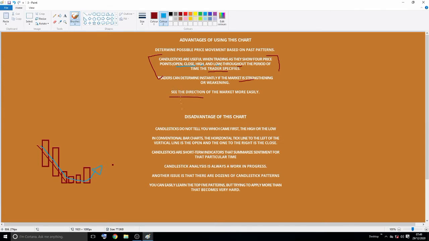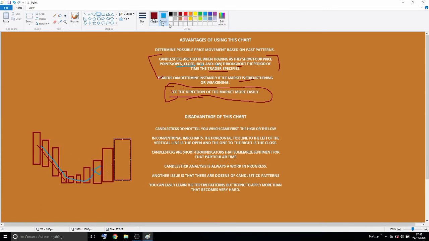A candlestick makes you see direction easier. As I said here, traders can see the direction of the market more easily. Just like this example, you can see by the momentum of these candlesticks that the market was strong and going down, but now it's forming something else.